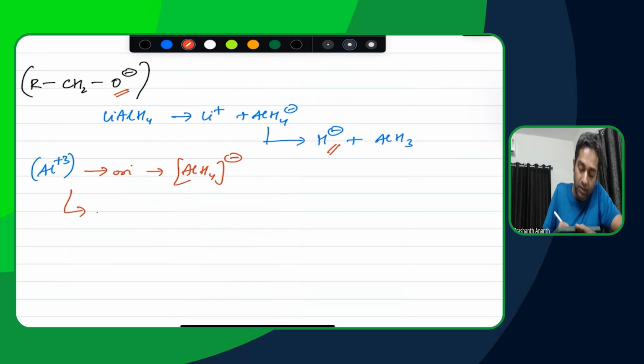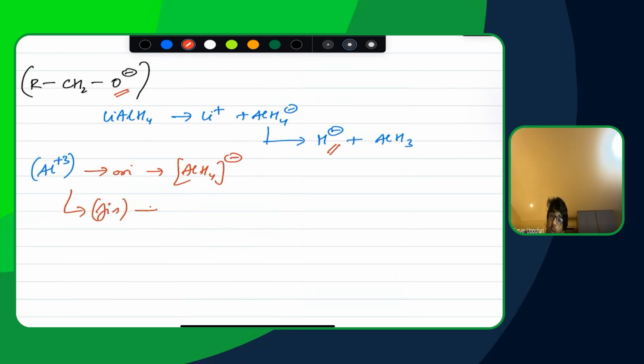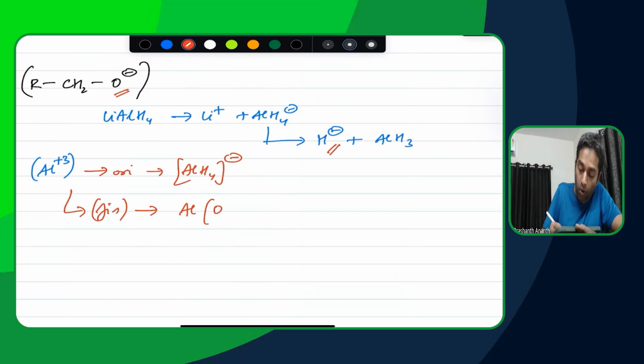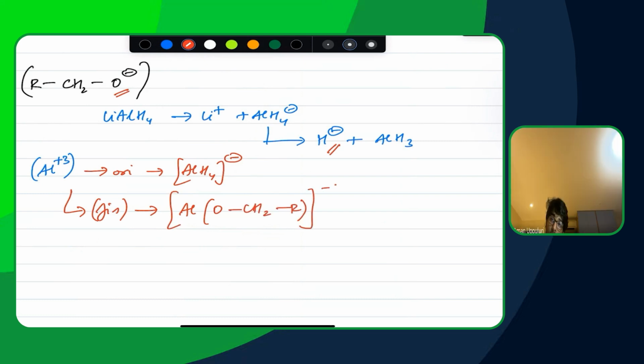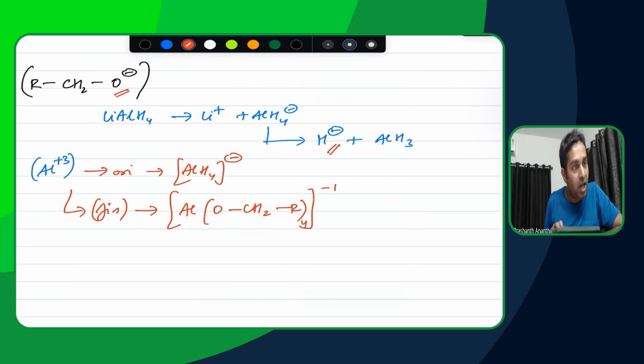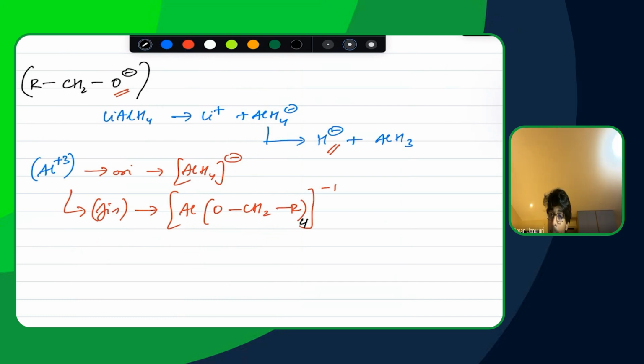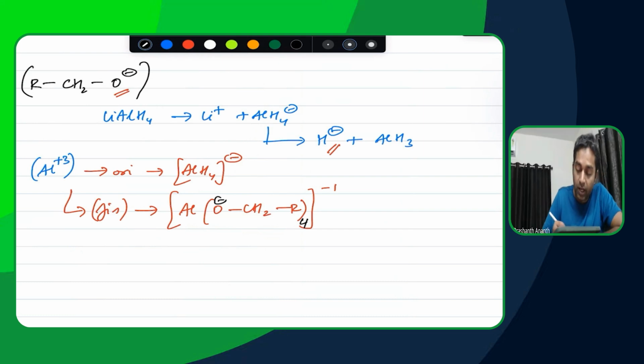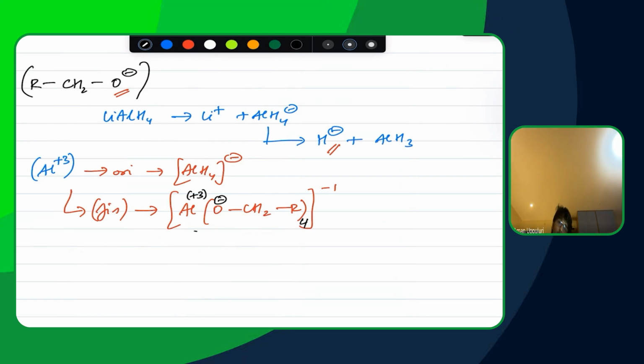What is going to be the final state in this case? It is going to be present as Al(OCH2R)4 minus 1. There are 4 of these. But where is the negative charge? The negative charge is on the oxygen. All right, the negative charge is on the oxygen here, not anywhere else. There are 4 of these, and the negative charge is on the oxygen individually. The aluminium is going to be with a plus 3. This is a coordination complex.